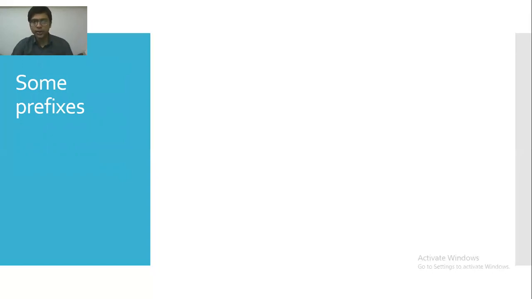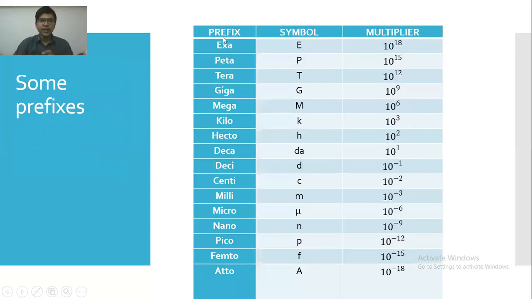Let's look at this. So here you have a table. In this table you can see that there is a list of prefixes, here is its symbol and here is its multiplier. So students, what you have to do is remember all these prefixes, because this could be asked in your exams or in MCQs. So you have to remember all of these.